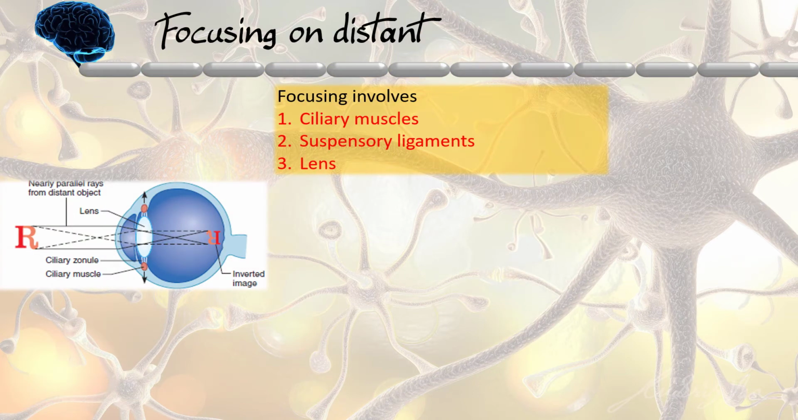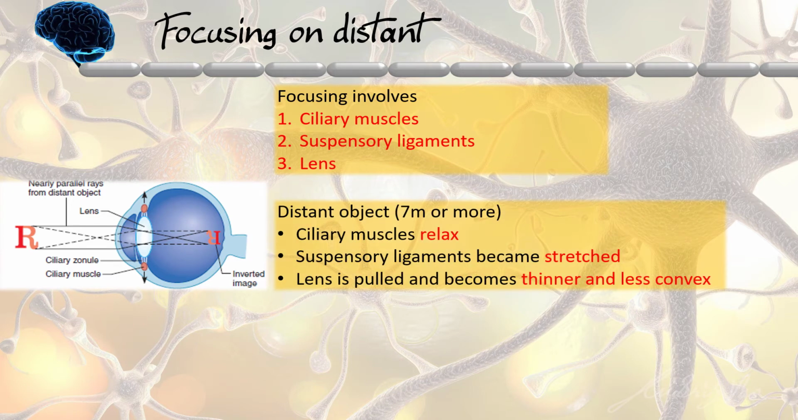So focusing on the main task at hand, focusing will involve the ciliary muscle, suspensory ligament, and our lens. When you are answering a question, make sure you have the three terms down there. If not, there's no way you are going to get full marks.